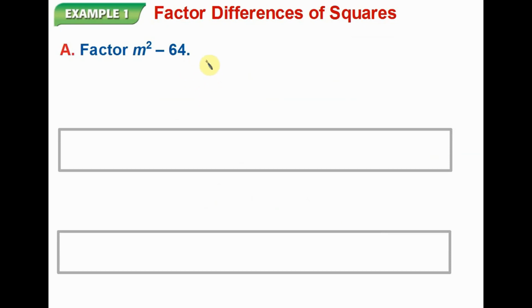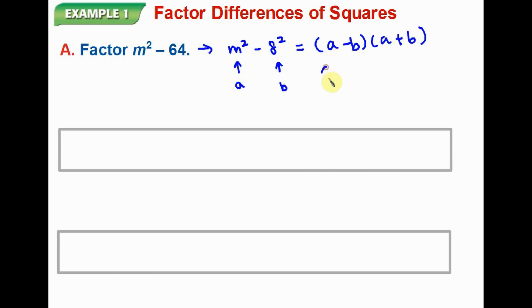Here's example 1. Factor the difference of squares. Part A, if you want to factor m squared minus 64, since this has a difference of two terms, where m squared is a square of m, and 64 can be written as 8 squared, let me change this into m squared minus 8 squared. If I do so, m is going to be your a and 8 is going to be your b value. Since a squared minus b squared can be written as a minus b times a plus b, I'm going to write m minus 8 times m plus 8. And this is going to be a factored form of m squared minus 64.